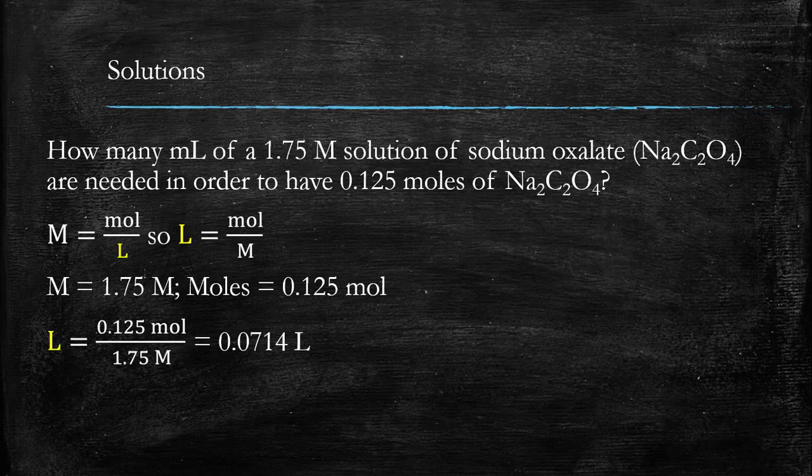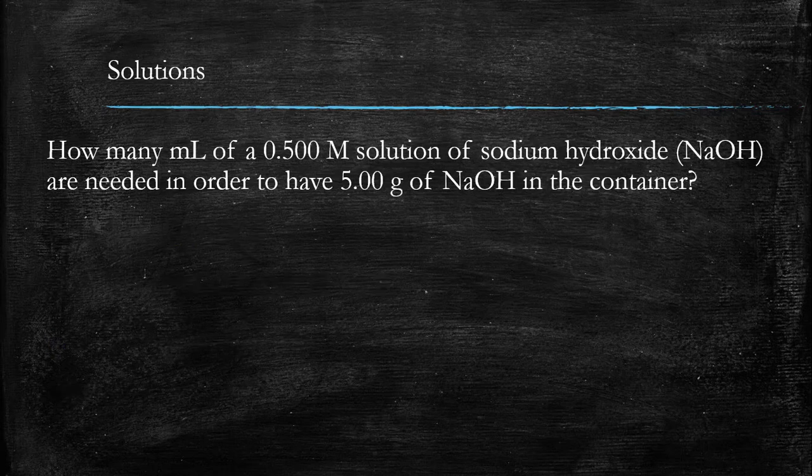But the question asks for milliliters. To convert from liters to milliliters, you multiply by 1,000, so 71.4 milliliters of the solution are required. One more for you to do. How many milliliters of a 0.5 molar solution of sodium hydroxide are needed in order to have 5 grams of sodium hydroxide in the container? Once again, stop, work it out, come back, and check your answer.